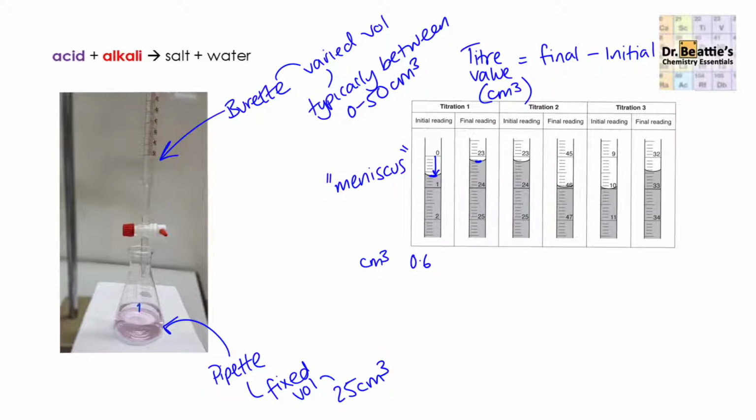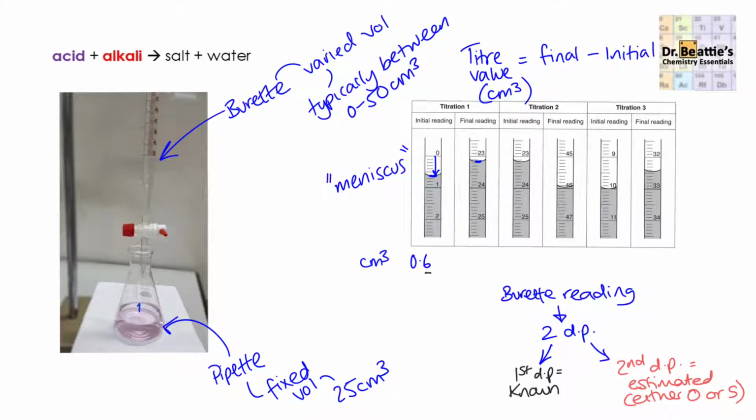As with all non-digital devices, we record all the figures that are known. So here we could definitely work out this is 0.6. But then we also add an extra digit to make 2 decimal places, which is estimated. And this extra digit can be 0 or 5. So here our first decimal place is 6, so we're going to have to estimate the second decimal place.